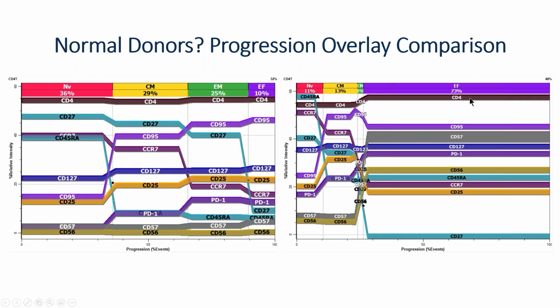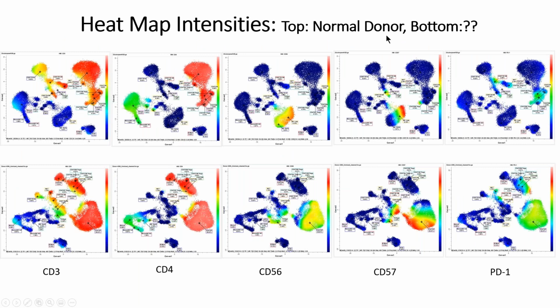We can look at this in a different way. Also, we can look at the overlay plots. We can see this greatly expanded effector memory or effector population. And we can see that CD57 is expressed here, CD56 is expressed, and PD1 is also expressed. You can look at heat map intensities to see the differences between data files. CD3, very bright for CD4, CD56 is expressed, CD57, and PD1.